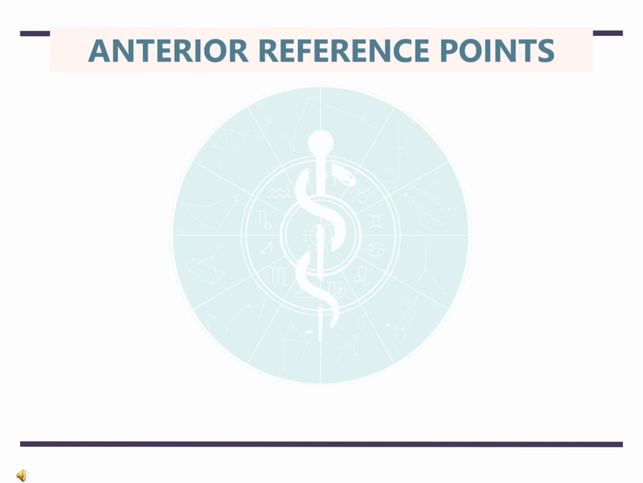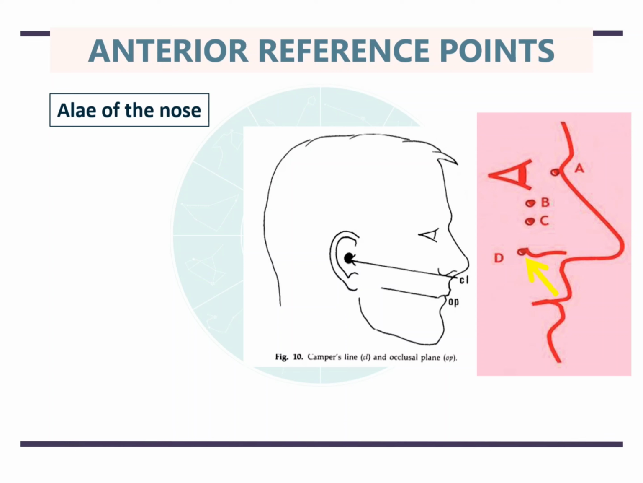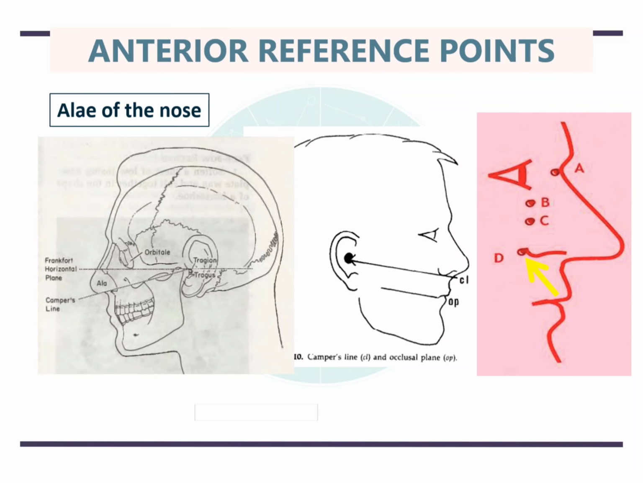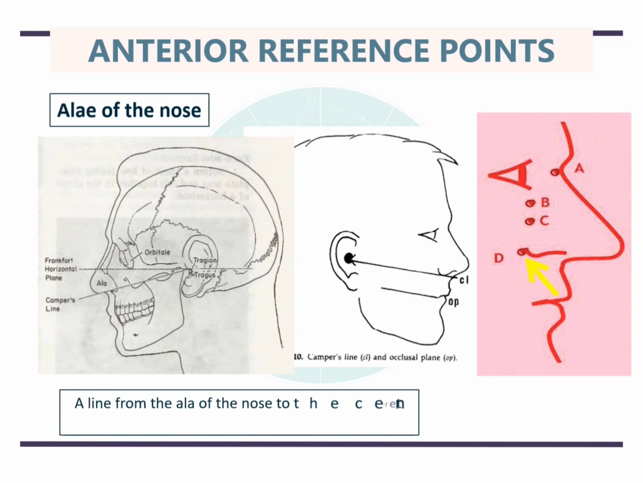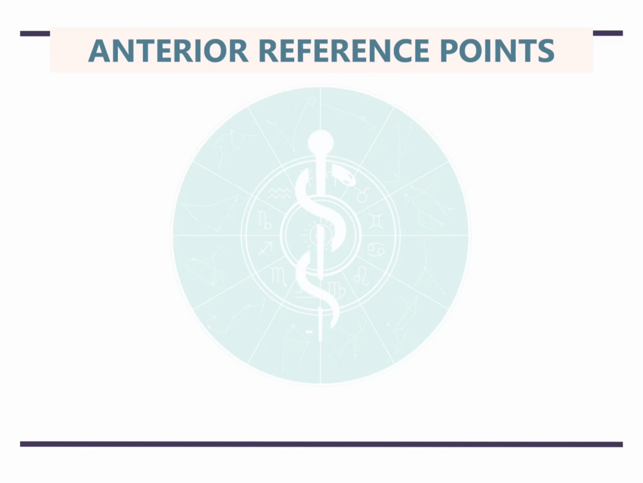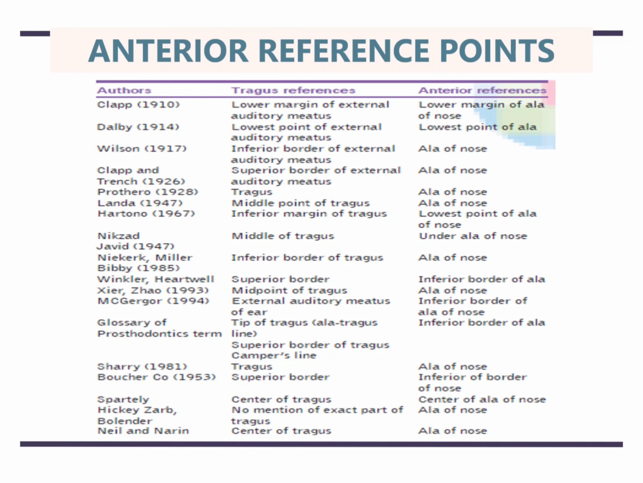Next, we will be talking about the ala of the nose. A line drawn from the ala of the nose to the center of the auditory meatus can be described as the Camper's line. The dentist can transfer the Camper's line from the patient to the articulator by marking the right or left ala on the patient as the anterior reference point of the facebow and the hinge points posteriorly. There are various other anterior reference points, but the ones that we have discussed are the ones that are most commonly asked.